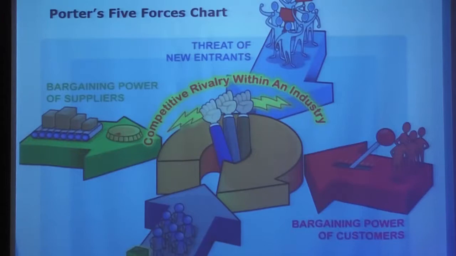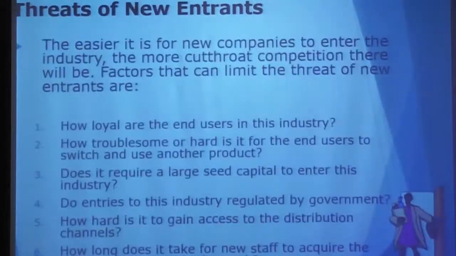Starting in the middle, competitive rivalry within the industry. And then on top, threats of new entrants, and threats of substitutes. On the left, bargaining power of suppliers, and bargaining power of customers. So guys, let's take some time to discuss what these elements really mean. Moving forward, threats of new entrants.